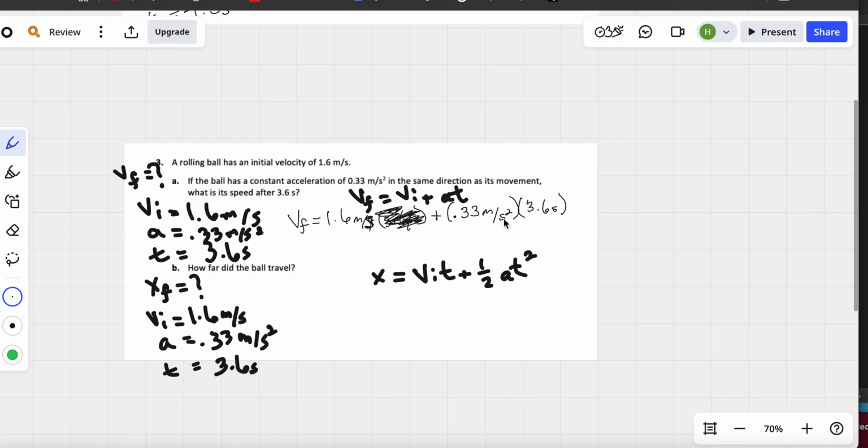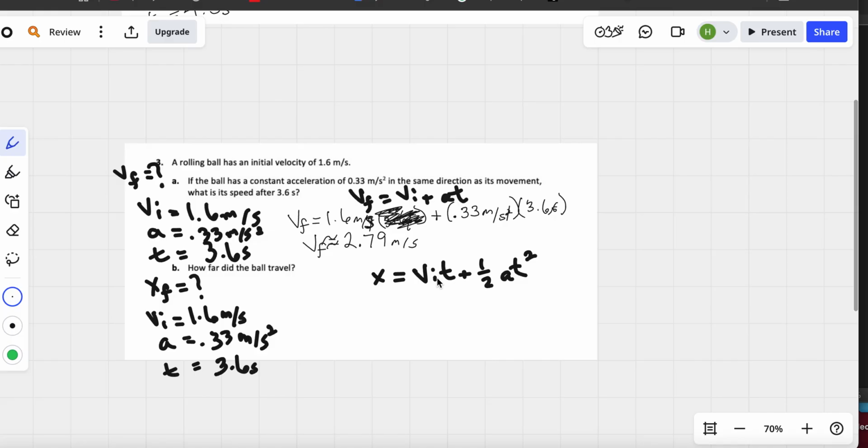0.33 meters a second squared times 3.6 seconds. One second will cancel out the square here. Now we're in meters a second. So my final velocity, I'm so sorry, none of these are right on the money, is about 2.79 meters a second. Sorry about that last one. Here's the VIT piece. How far did it travel?